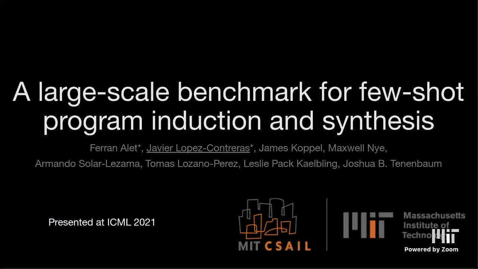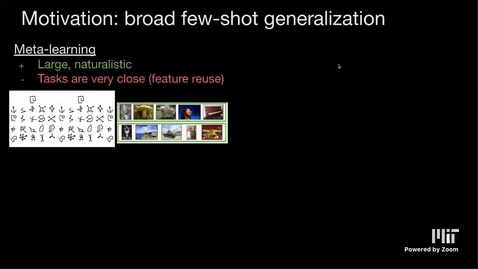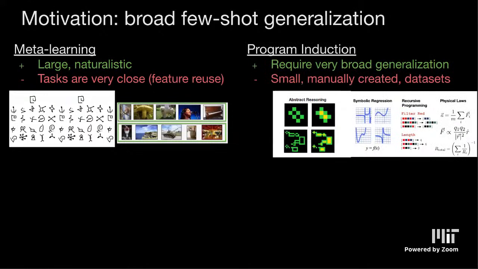Yep, go for it. Okay, so hi, my name is Javier, and I'll be presenting our paper, A Large-Scale Benchmark for Few-Shot Program Induction and Synthesis, which was presented at ICML 2021. The motivation for this paper was looking at benchmarks in meta-learning, which we saw were naturalistic and large, but their tasks were too close together, so it was easy to reuse features. And then also looking at benchmarks in program induction, which required much broader generalization, but were smaller and manually created, so machine learning couldn't have a big impact in this field.